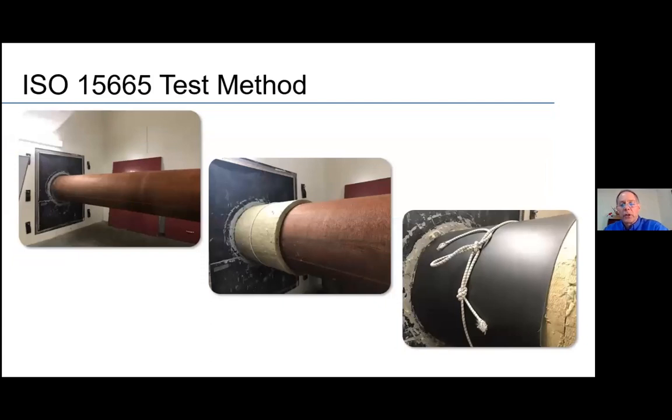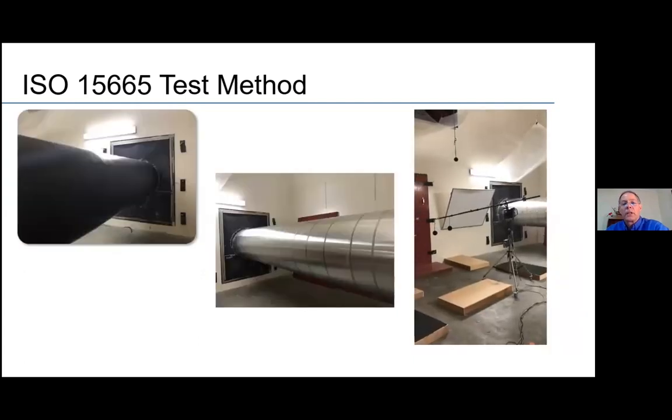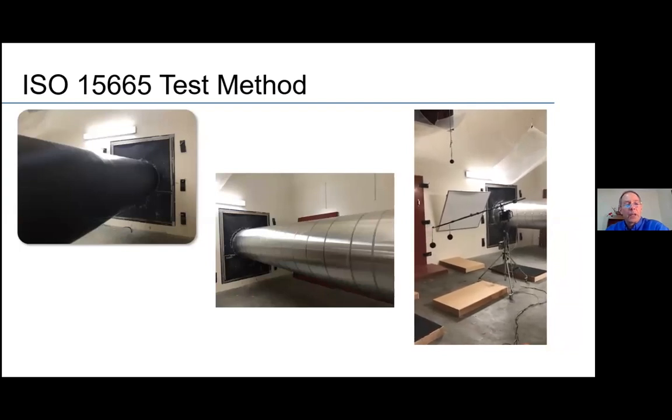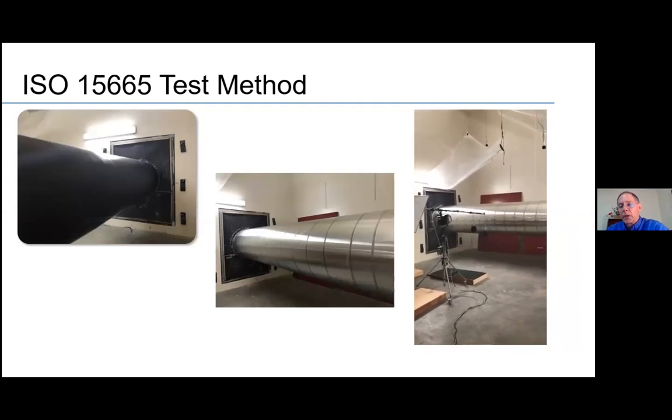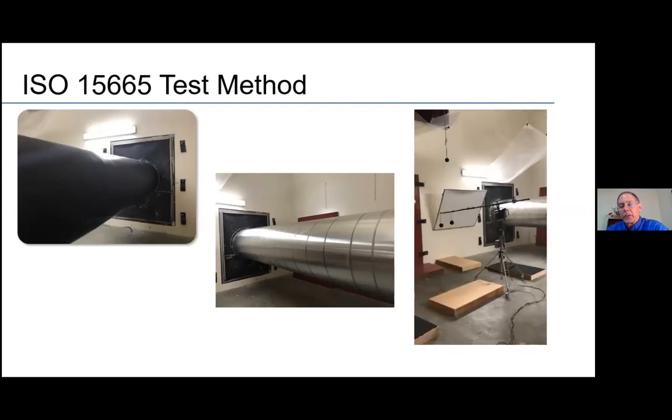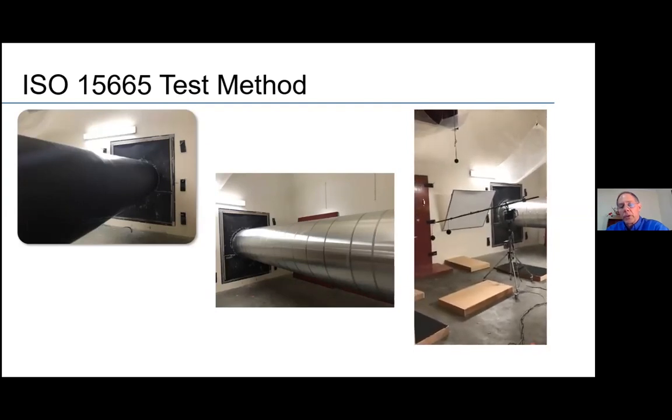The actual test method itself is a pipe inserted into a special room. It exits out both sides of the room through the walls. It has a noise source at one end and a noise terminator at the opposite end. And the insulation system gets installed over the pipe inside the room. You can see the different levels being applied. And then in the last picture on the far right, you can see the microphone mounted on a sweep boom. And that is how the measurements are taken.